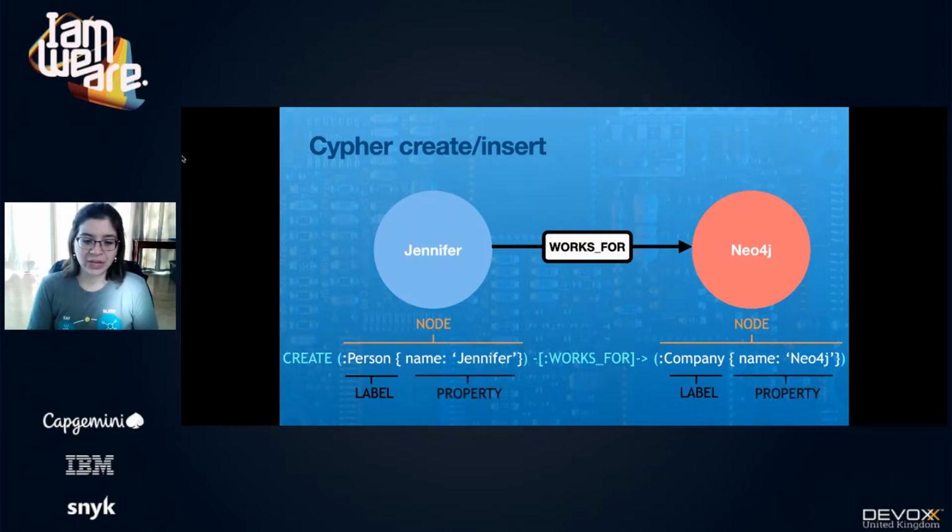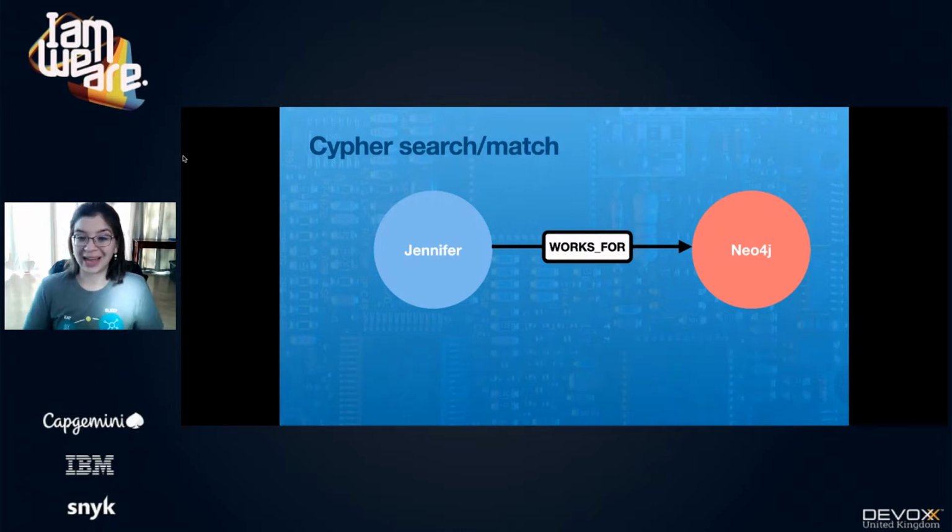And then we have some name value pairs or properties, metadata about these entities that say, okay, this person has a name of Jennifer, this company has a name of Neo4j. And of course, we could add all different types of properties and combinations, but we've just stuck to simple. So, okay, we've inserted this into the database. How would we go about retrieving this back out?